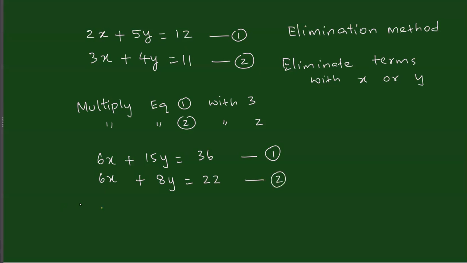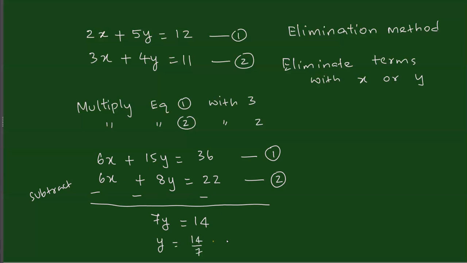Now we just subtract. We eliminate 6x. So when you subtract, what do we have? This is minus, this is also minus, so this gets cancelled. 6x minus 6x is gone. So 15 minus 8, how much is that? 7y. And then on the right hand side, we have 14. Now I can divide both sides by 7. So y equals 14 by 7. So what is y? y is 2.